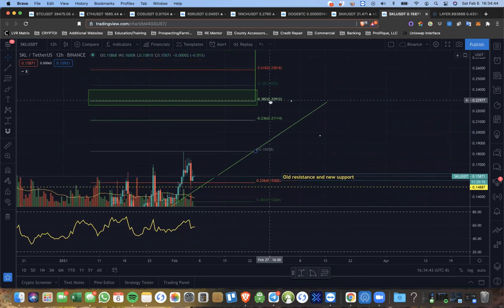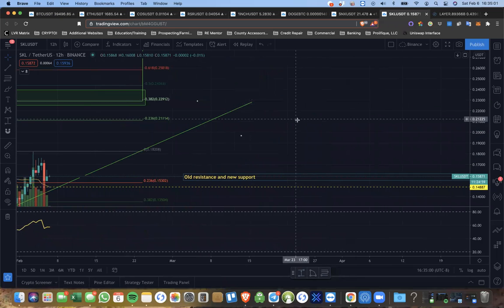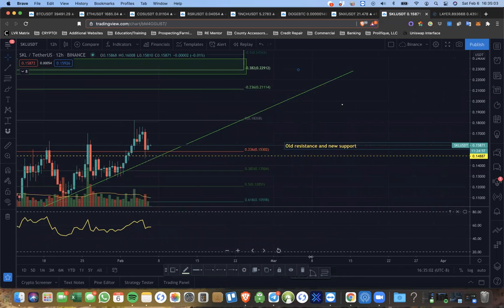I'd say your short-term is probably right here. So let's say you just stagger your orders within this green box. You bought February 3rd. Let's just say you bought right here. That's almost a 50% move in a couple weeks, so that's not bad.